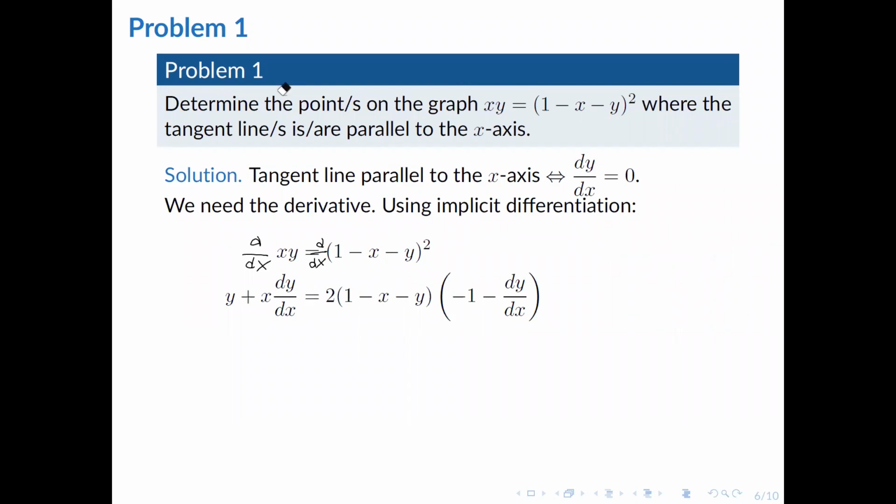For the right side, the first thing you have to apply is the chain rule, because we have an inner function here and an outer function, which is the square. So with the chain rule, we bring the 2 down, copy the inner function, and then we differentiate the inner function. The derivative of 1 is 0, the derivative of negative x is negative 1, and the derivative of y is negative dy over dx. So that gives you this equation.